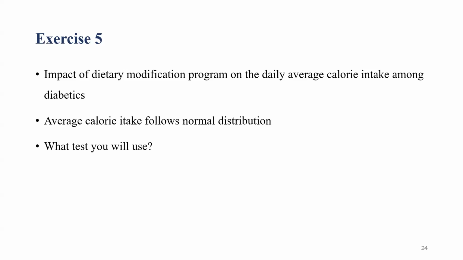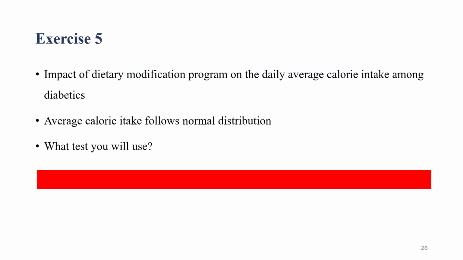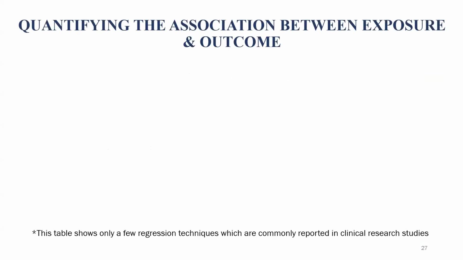Exactly. Okay. So before intervention, after intervention. So we are going to give a paired observation, and it is normally distributed, and the outcome variable is continuous. That is, the calorie intake is continuous. Okay. So this is paired t-test. We have to go with paired t-test. Okay. So excellent. I hope all of you have understood.